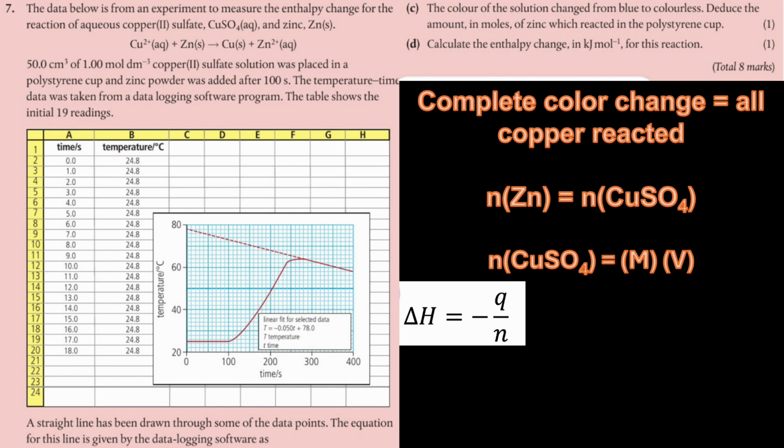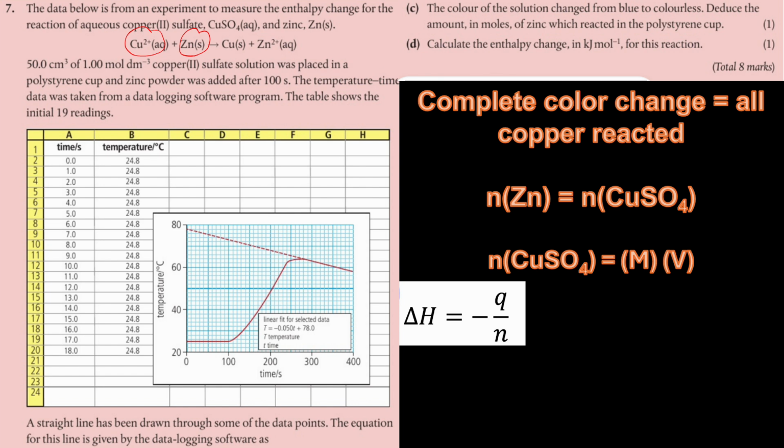The color of the solution changed from blue to colorless. Deduce the amount in moles of zinc which reacted in the cup. So we know that 1 mole of copper(II) ions reacted with 1 mole of zinc. So the moles of zinc reacted are the same as the moles of copper(II) sulfate. So if we are solving for moles of zinc, we can use the moles of copper(II) sulfate that are given to us to get the same answer.